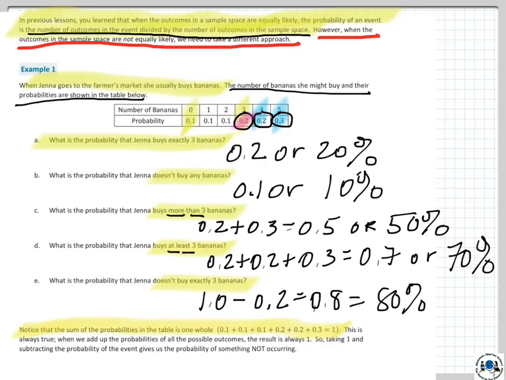So taking 1 and then subtracting the probability of a given event gives us the probability of that thing not occurring. Okay, so in this case, the chance of exactly 3 bananas being bought is 1, which is the whole, minus the 0.2, 2/10, which is the chance of exactly 3, and that gives us 80%. So there's an 80% chance that she comes home with an amount other than 3 bananas.